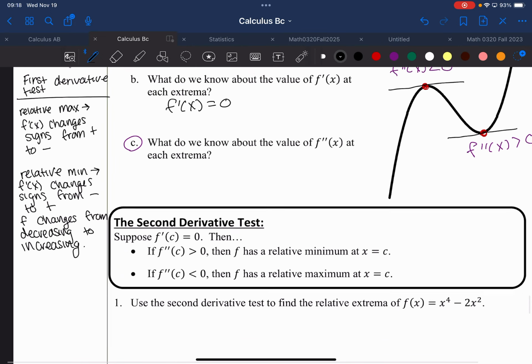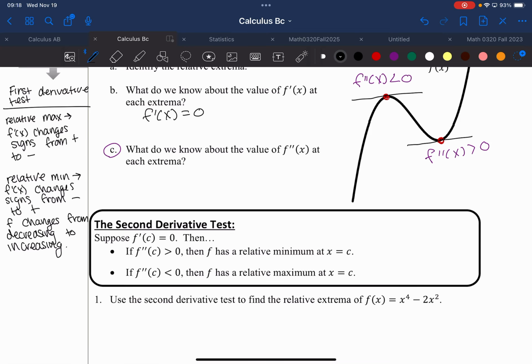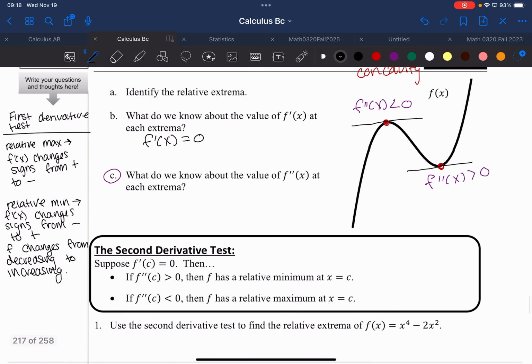Okay, now looking at our definition for the second derivative test. It says, suppose f prime of c is equal to 0, then if f double prime of c is greater than 0, then f has a relative minimum at x equals c. And then if f double prime of c is less than 0, then f has a relative maximum at x equals c. So that's the same thing that we identified on the graph above.